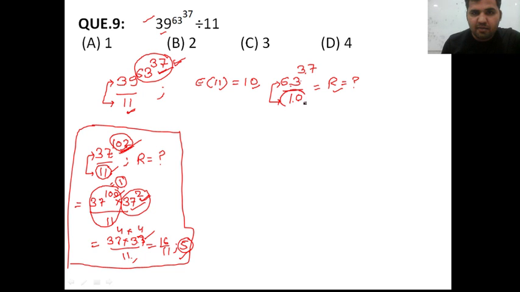Now what is the Euler number of 10? 10 can be written as 2 into 5. So Euler number of 10 would be 10 into 1 minus 1 by 2, that is 1 by 2, and 1 minus 1 by 5, that is 4 by 5. So 10 will get cancelled and you will have the Euler number as 4.